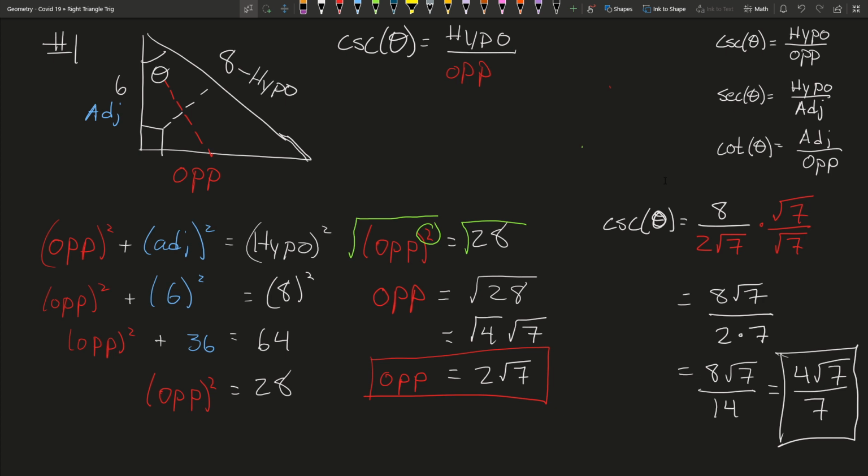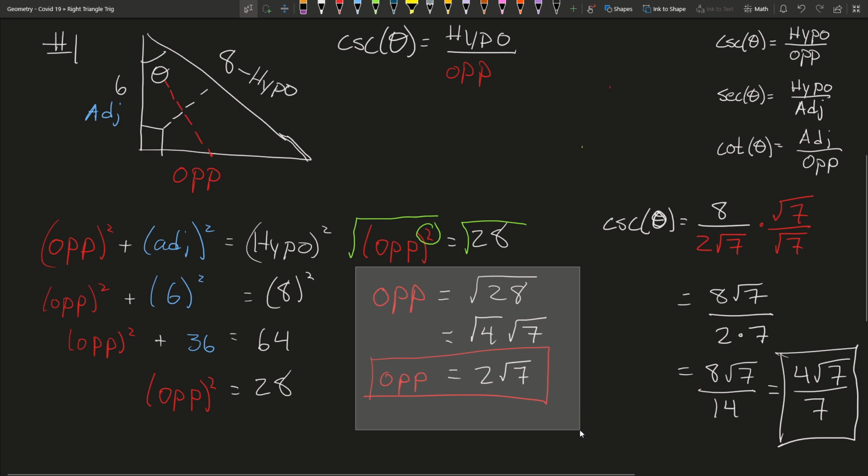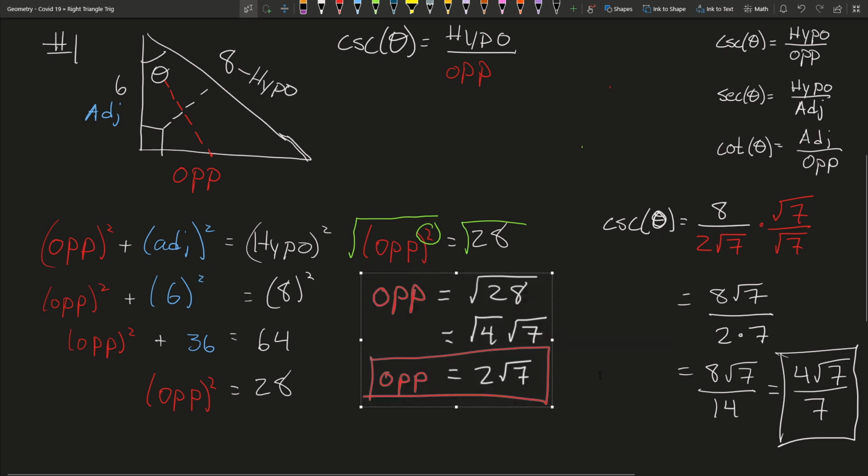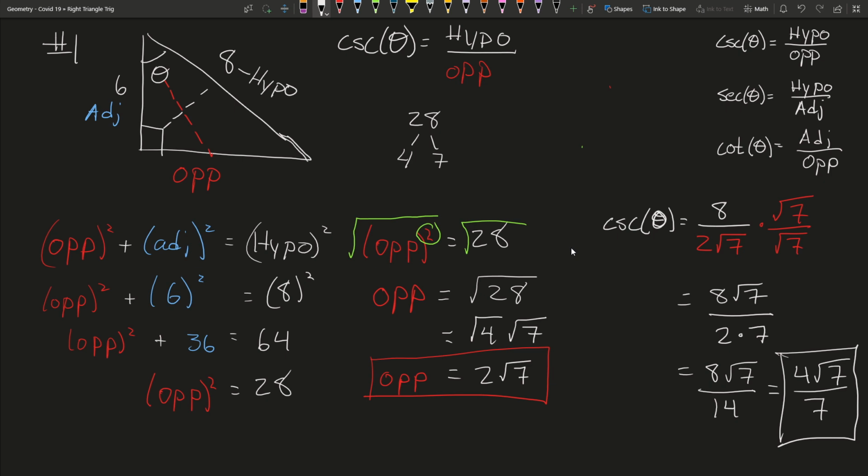How'd you get 2 over 7? How'd I get 2 rad 7? So I'm guessing you're talking about here. We get that the opposite is the square root of 28. We have to factor out a perfect square. 4 goes into 28, right? 4 times 7 is 28, and 4 is a perfect square.